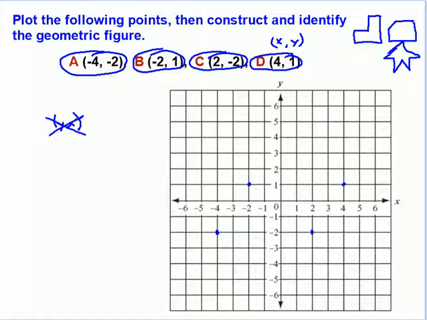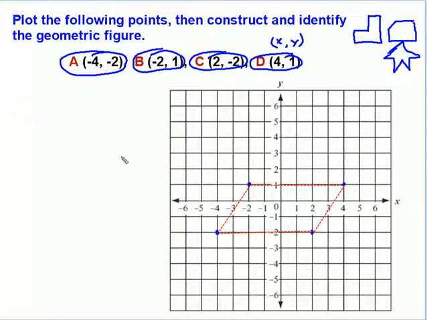Now hopefully you can see where this is going. You can see that what we have here is something that looks a lot like a parallelogram. So let's connect our lines here. There's one, there's another, there's another, and there's another. So what kind of shape do we have right here? We have a polygon that is a parallelogram.